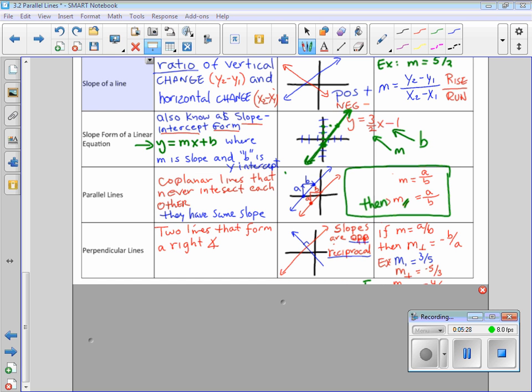For example, suppose I had the slope of some line called 1, and I called it m1. That's the slope of line 1, and that is equal to 3/5. The perpendicular slope to that would be -5/3. So now I'm going to give you an example, and a chance to do your own.